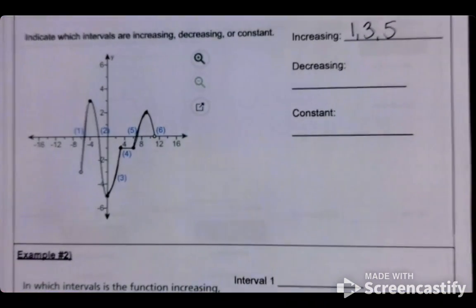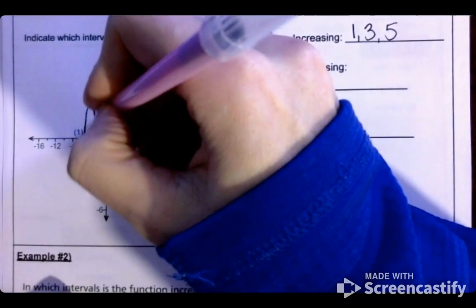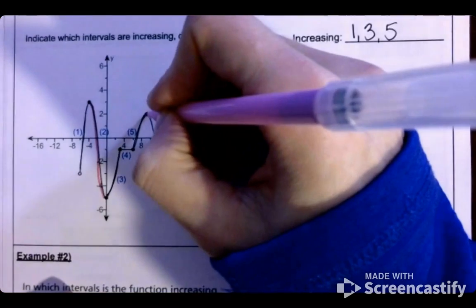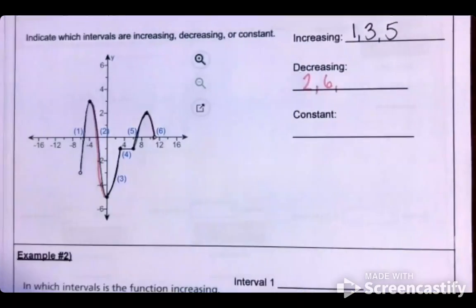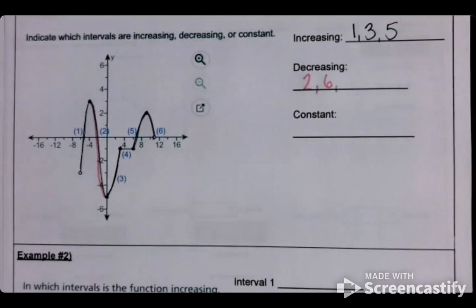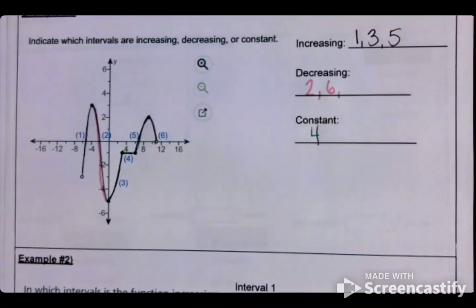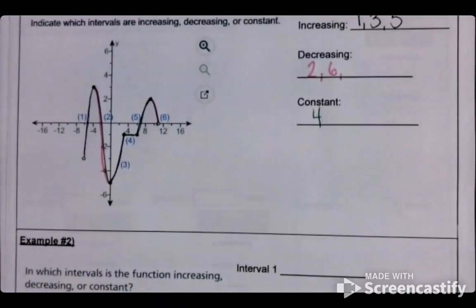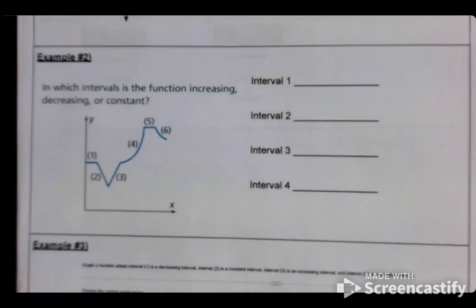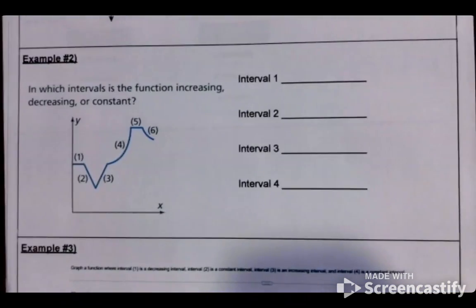Where do you think is decreasing? Number 2 would be decreasing. Where else might be decreasing? Number 6 is also decreasing. Any other one? We're actually only missing one, and that is part 4. So this, in this case, is actually going to be our constant. That part's going to be constant. So I want you to take that information and try and do this. We're either saying it's increasing, decreasing, or constant, and then come back.